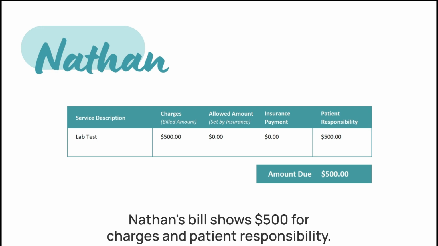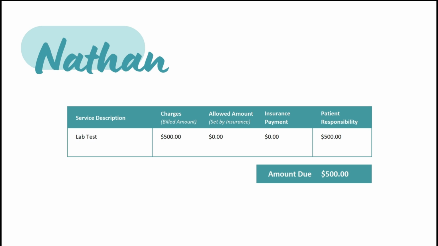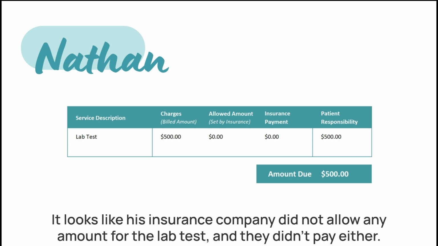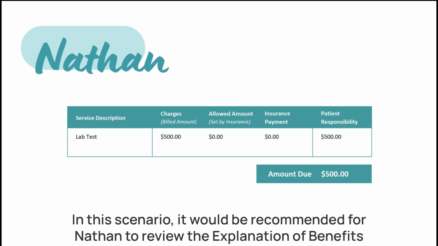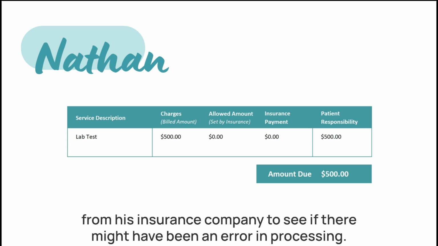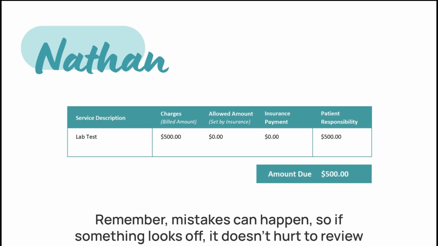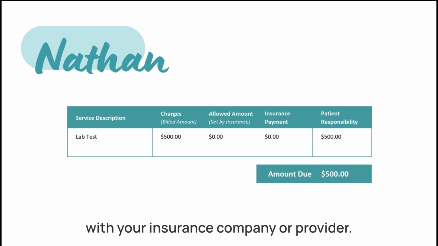Nathan's bill shows $500 for charges and patient responsibility. It looks like his insurance company did not allow any amount for the lab test, and they didn't pay either. In this scenario, it would be recommended for Nathan to review the explanation of benefits from his insurance company to see if there might have been an error in processing. Remember, mistakes can happen, so if something looks off, it doesn't hurt to review with your insurance company or provider.